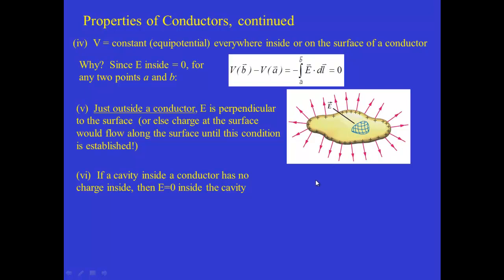So if you have a solid piece of conductor and then inside you've carved out a hole, and if that cavity has no charge inside, we can show that the electric field inside that cavity must be 0. How do we know that?